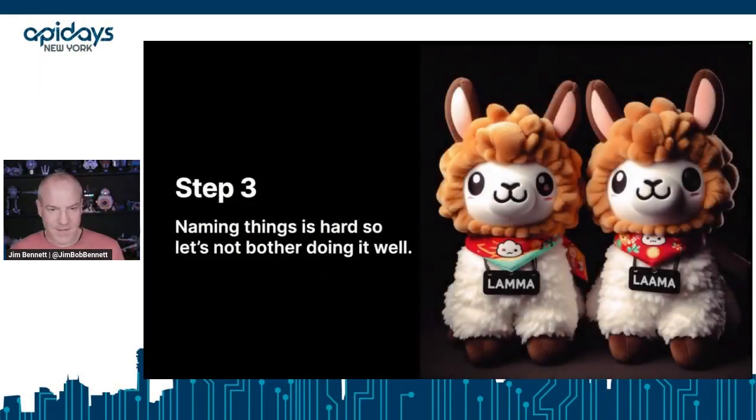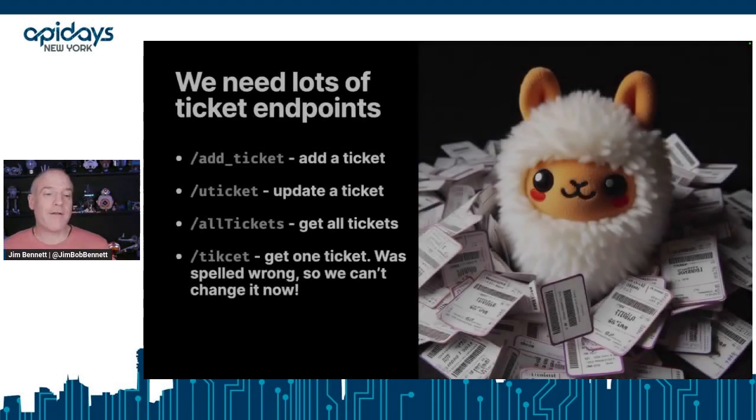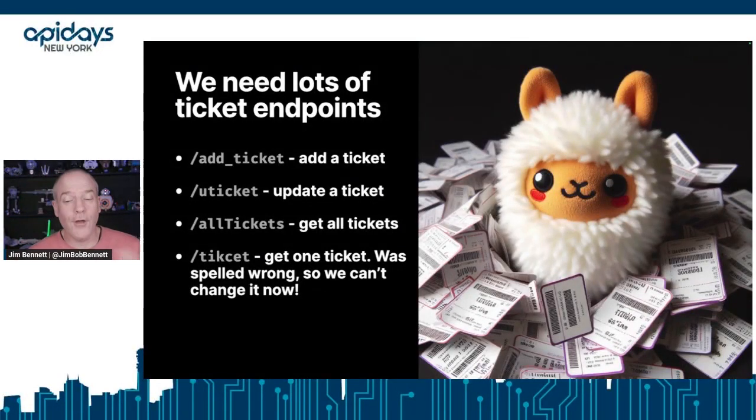Okay, number 3. Naming things is hard, so let's not bother doing it well. It's one of the hardest things in computer science: naming things, cache invalidation, and off by 1 errors. So when we think about our API, let's not name it very well. Let's just create a load of endpoints and give them whatever name that we want. It doesn't matter. It could be terrible naming.